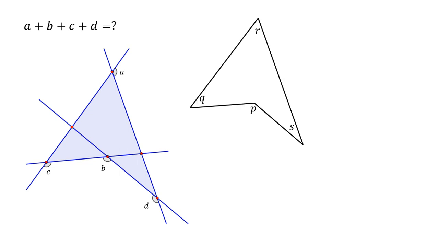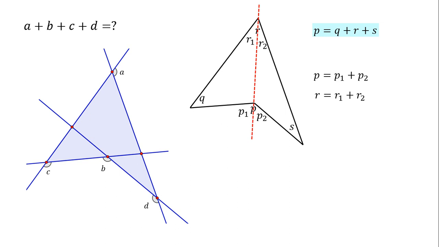So let us consider this non-convex quadrilateral with angles P, Q, R, and S. I'm going to show first that P is equal to Q plus R plus S, and then we will apply this one to the problem that we have. Okay, to show this, I'll construct a line passing through the vertices of angles P and R, dividing the non-convex quadrilateral into two triangles. Suppose that this line divides P into P1 and P2 such that P is equal to P1 plus P2. Similarly, suppose that this line also divides R into R1 and R2 such that R is equal to R1 plus R2.